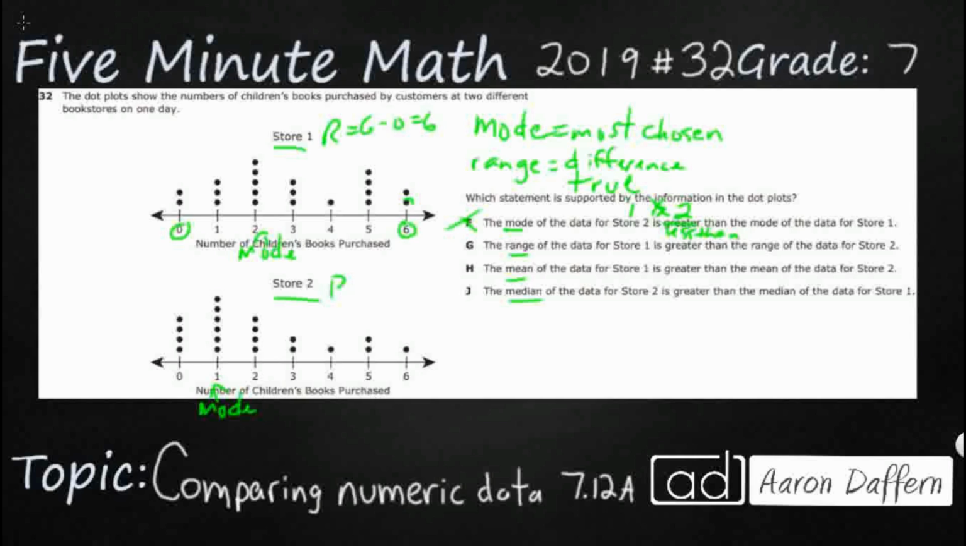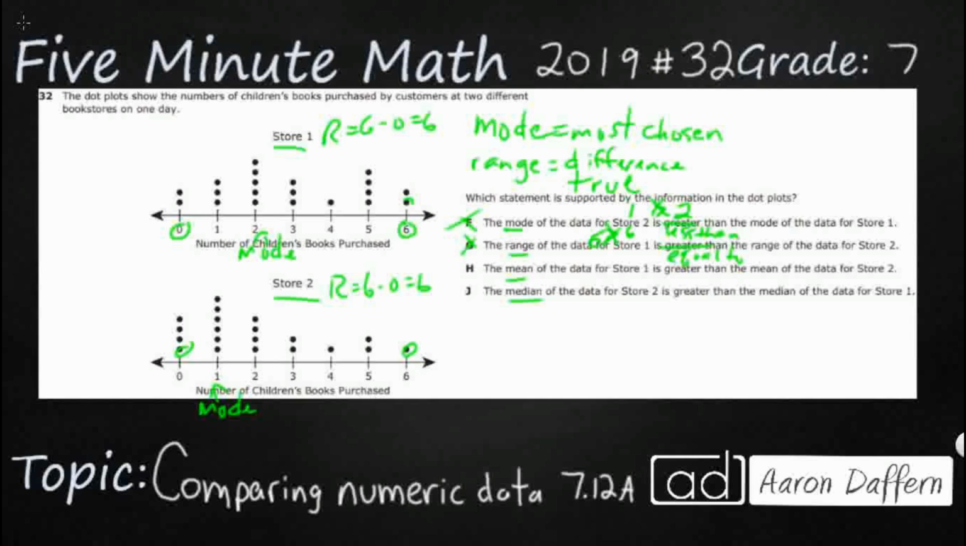Range equals, same thing, they're equal. 6 minus 0 equals 6. So this says the range for the data in store 1, 6, is greater than the range in this data. They say 6 is greater than 6, and we know it's incorrect. It needs to be equal to. So it's not the mode, it's not the range. Let's check the mean, and let's check the median.